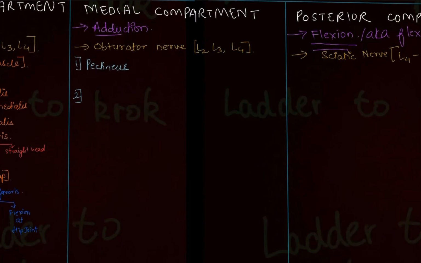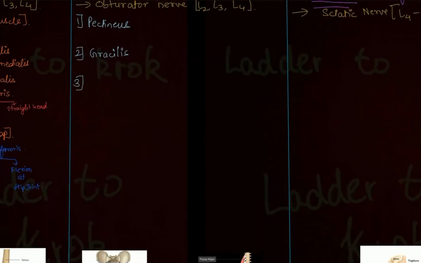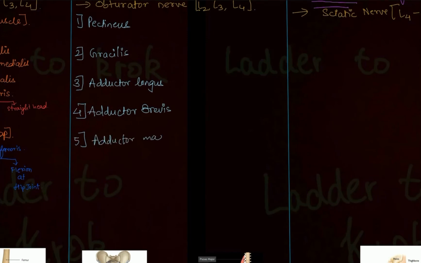Second is gracilis. Third muscle is adductor longus. Fourth muscle, write down adductor brevis. Fifth is adductor magnus.